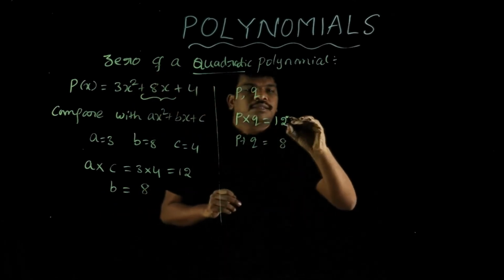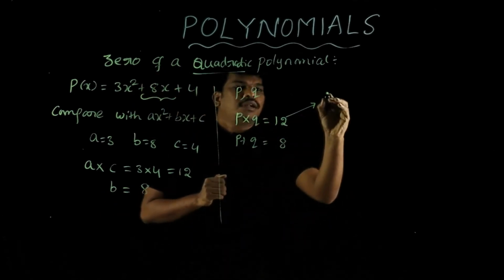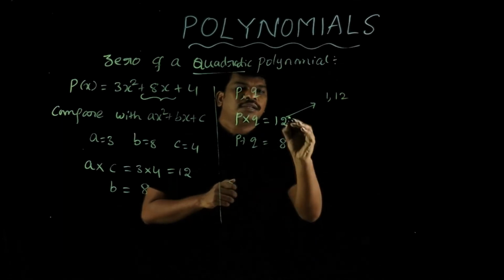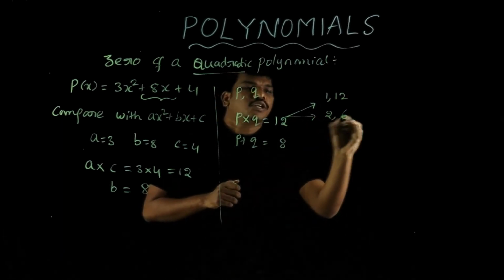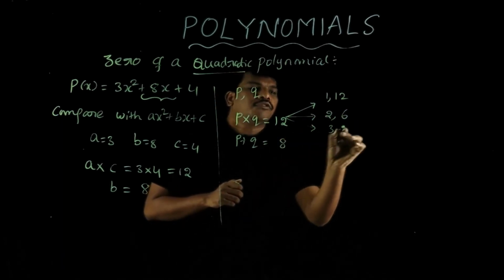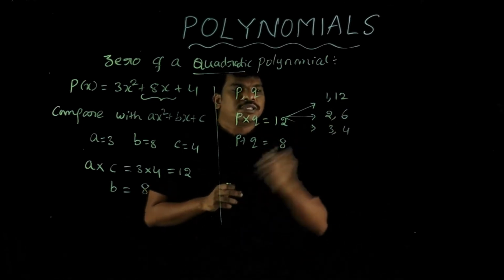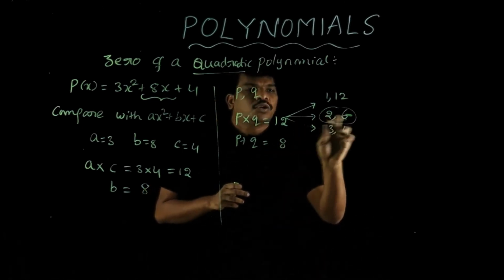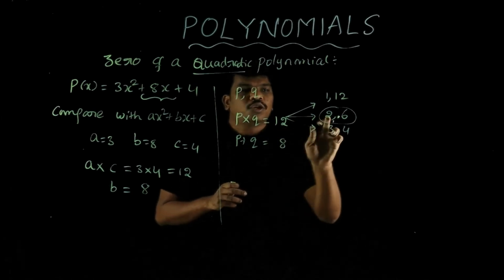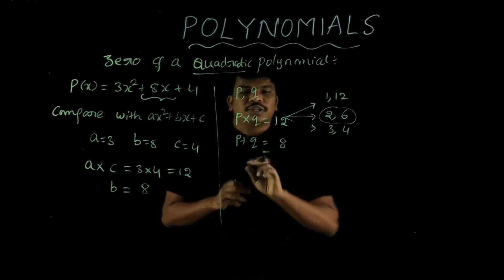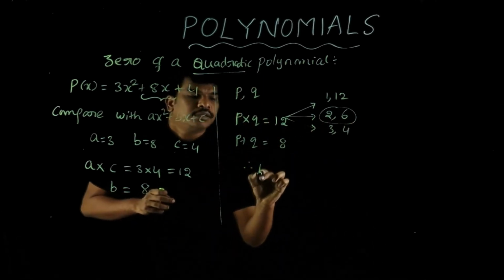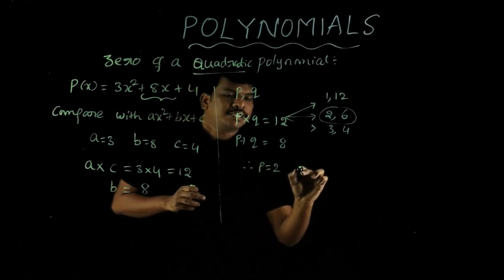By taking the factors of 12 as 1 12s are 12, 2 6s are 12, 3 4s are 12, out of which observe this pair 2 and 6. 2 6s are 12, 2 plus 6 is 8. Therefore, the two new numbers are 2 and 6.